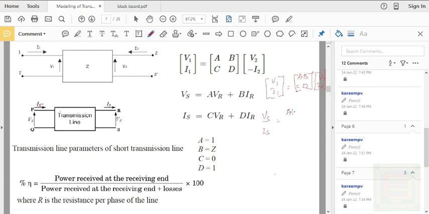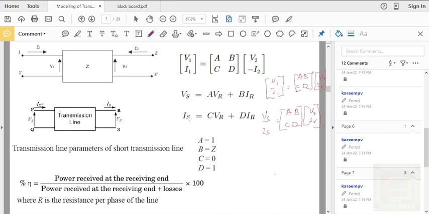That will be equal to the matrix ABCD, which represents the transmission line parameters, and here you have VR and IR. So from the standard representation, the formula will be Vs equals A VR plus B IR, and Is equals C VR plus D IR. That means if you represent the sending end voltage in terms of the receiving end voltage and receiving end current, from that formula you can evaluate the transmission line parameters A and B.